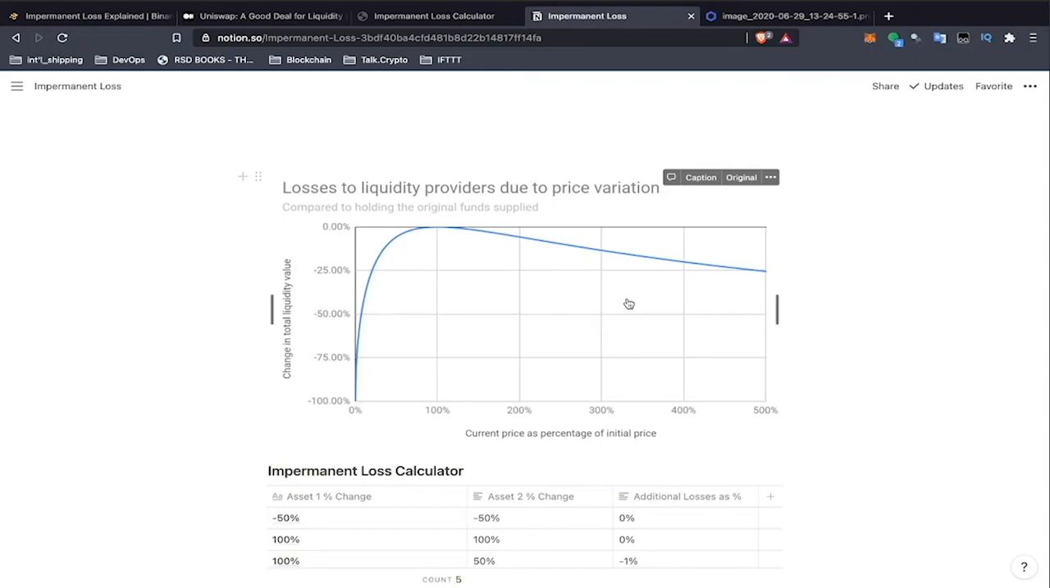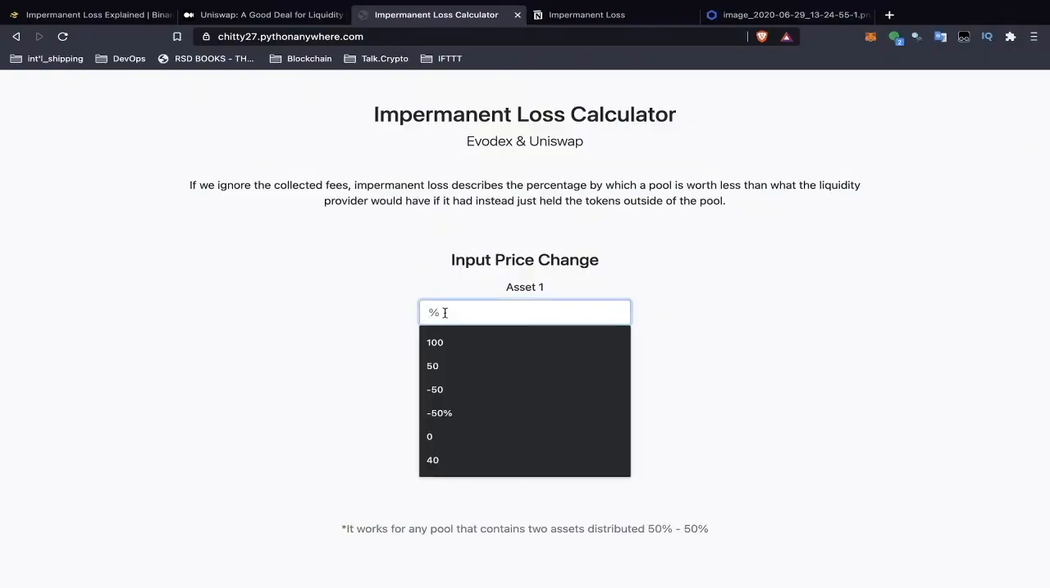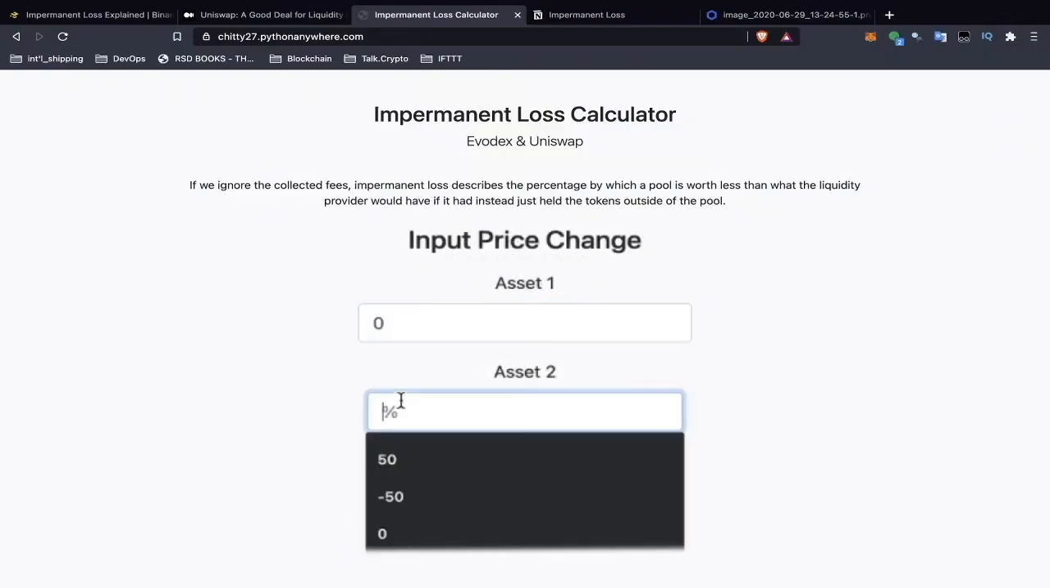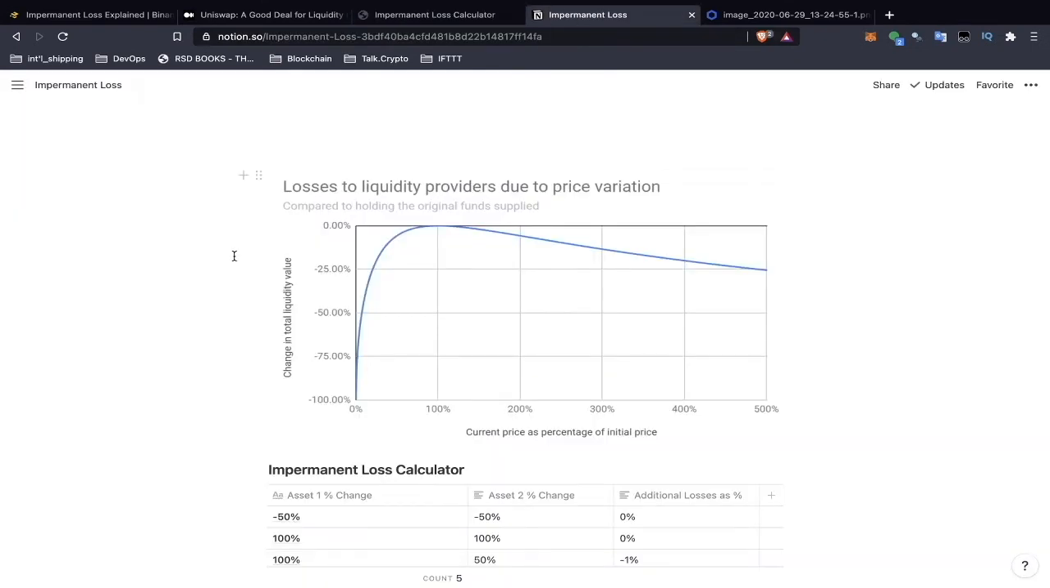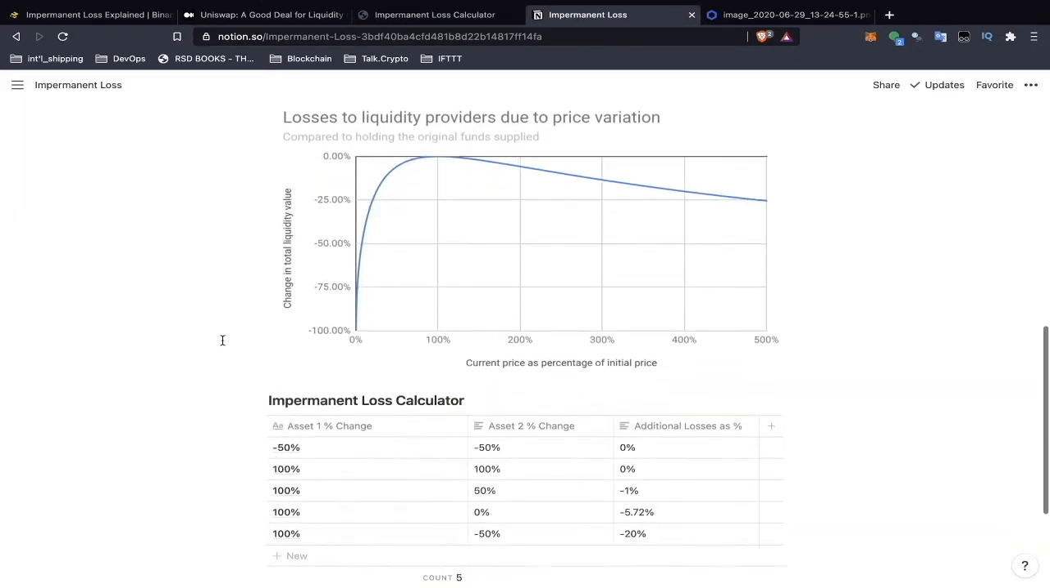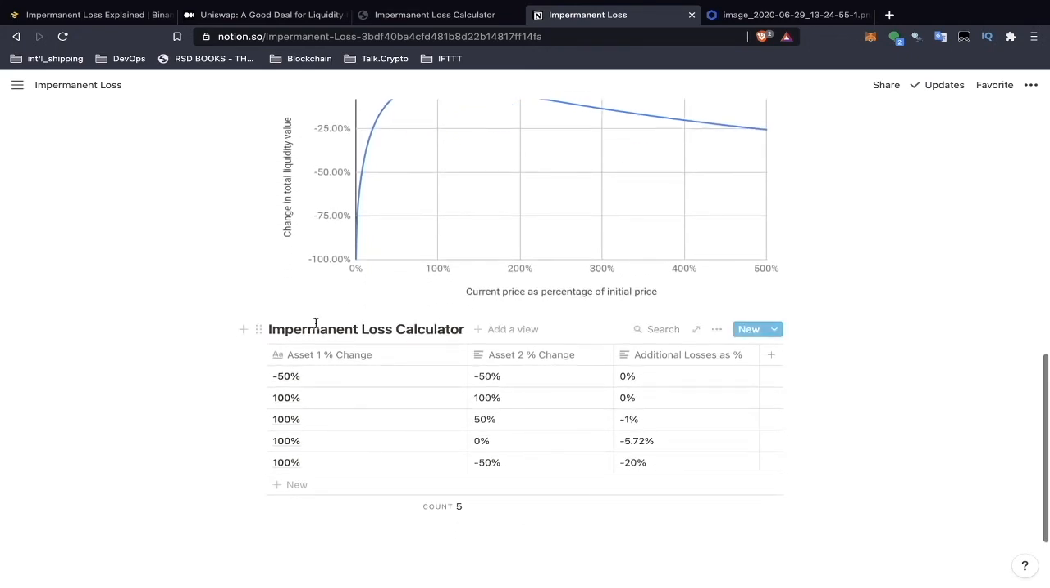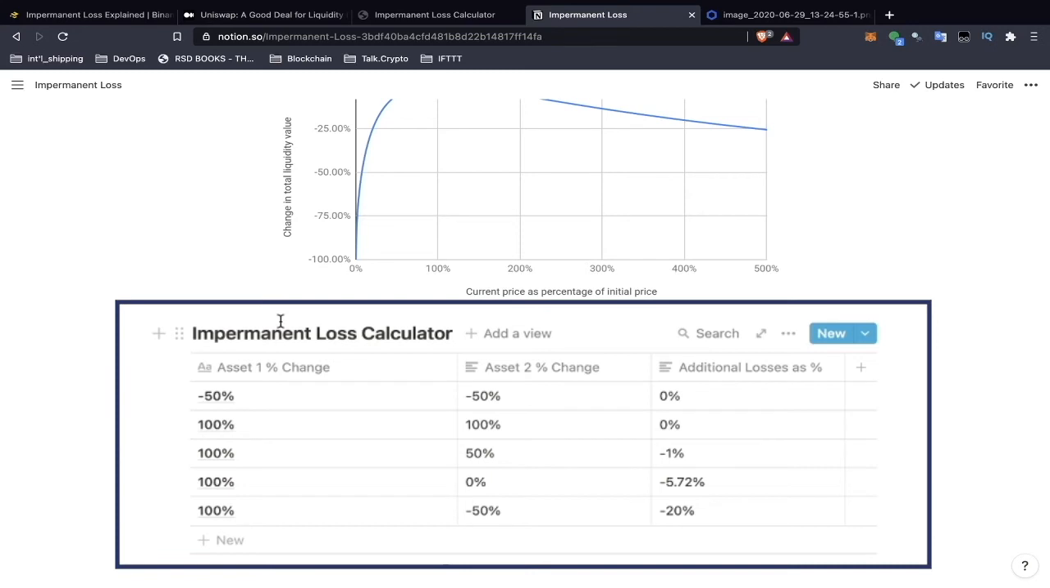Likewise, if we have asset 1 change 0% and asset 2 drop by 50%, we get an additional 5.72% loss compared to if we had just held. So where's the actual pattern here? What should we be looking for?